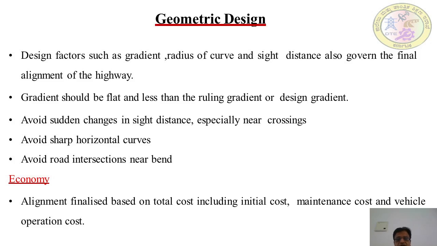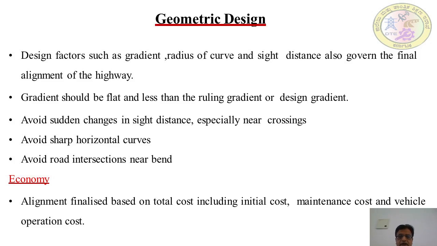Let's come to the geometric design. Design factors such as the gradient, radius of the curve, and sight distances govern the final alignment of the highway. In future classes, we will be learning about the gradient, radius of the curve, and the different types of sight distances. But for the time being, just know that gradient, radius of the curve, and sight distances will govern the final alignment of the highway.